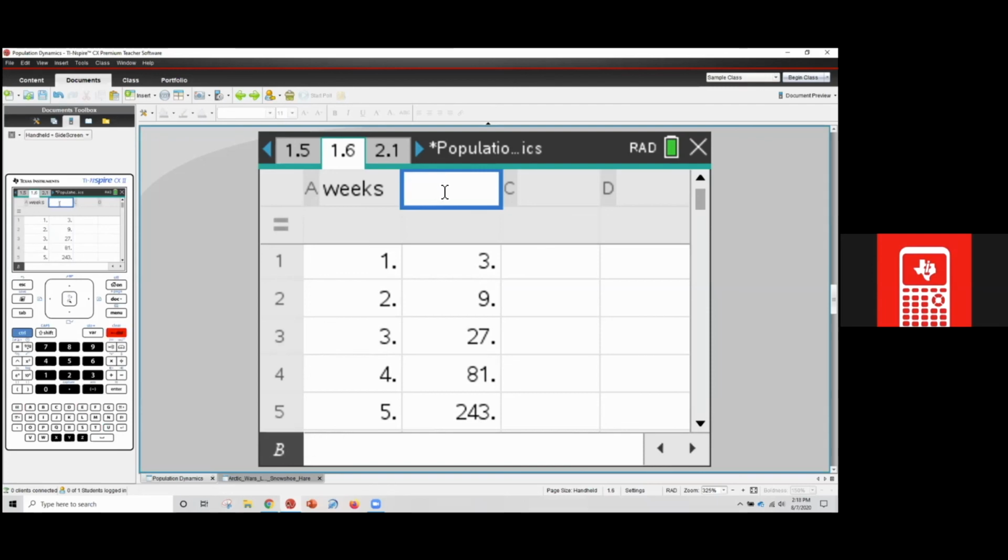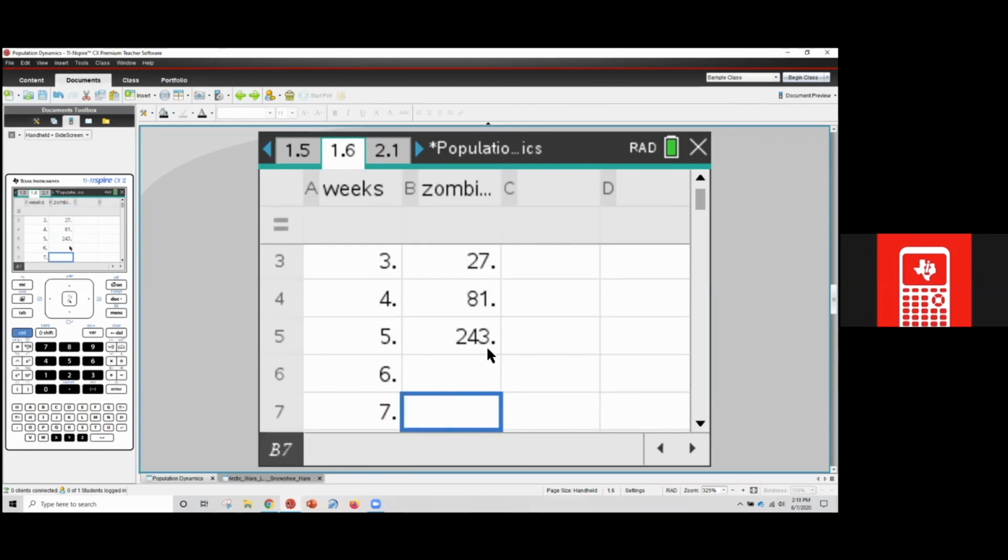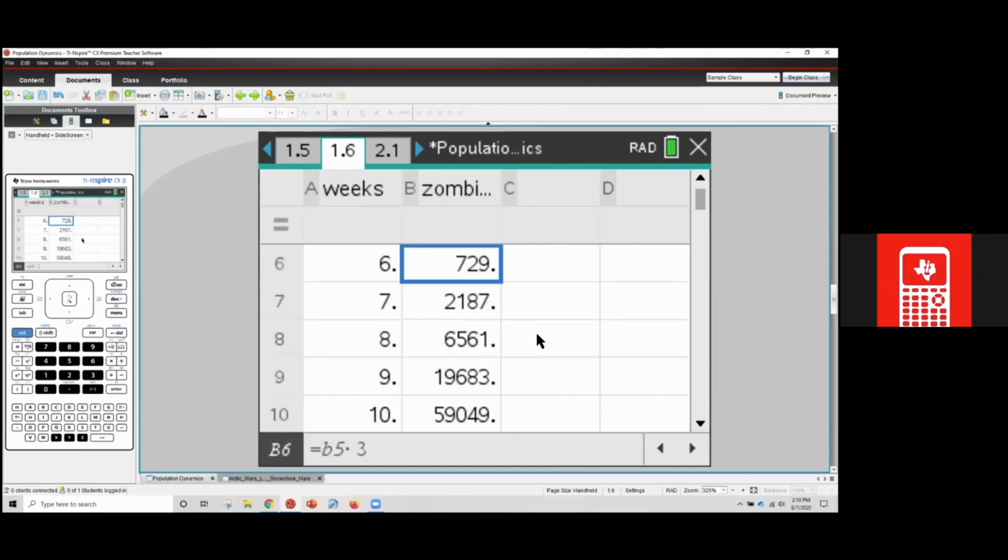Or I should say zombie, I'll do N, we'll name it that. And so if I move down a little bit further, I'm going to drag this all the way down to, we have now 9, and I think it was 10. And then we can use this spreadsheet to make another graph.